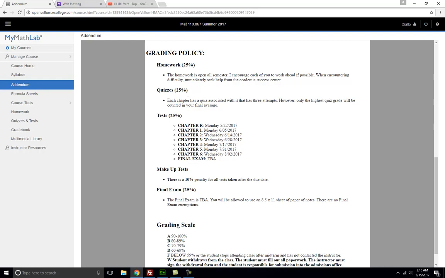The quizzes are worth 25%. Each chapter has a quiz associated with it that's set at 3 attempts. However, only the highest quiz grade will be counted towards your final average, so it won't hurt you to take the quiz more than one time. Next, we have the tests, and again, the tests are weighted at 25%. As far as makeup tests are concerned, you can take the test after the due date, but be aware that there is a 10% penalty for all tests taken after the due date.